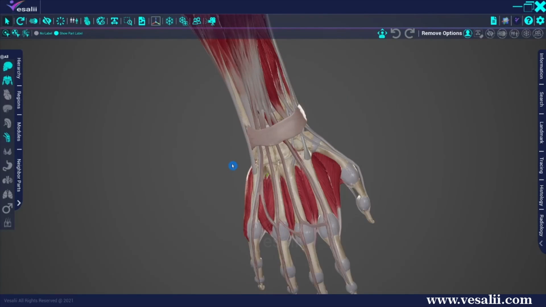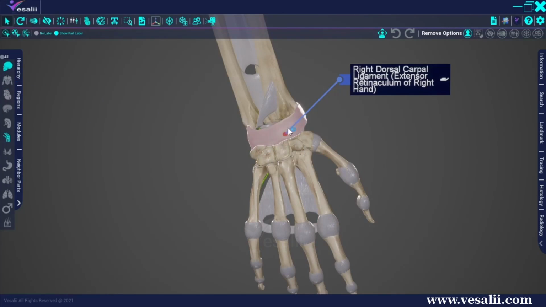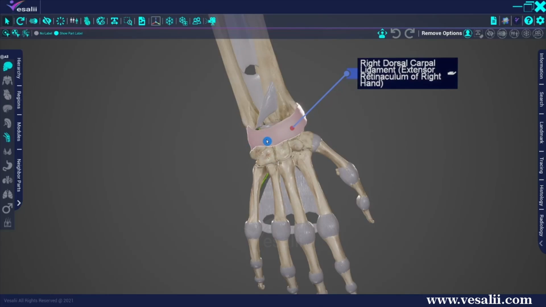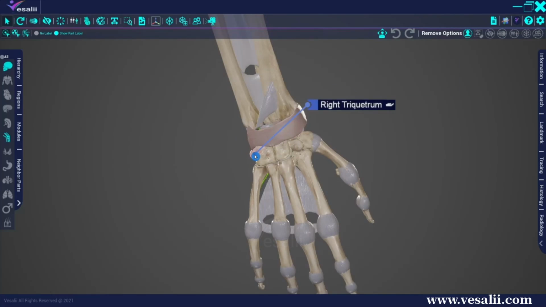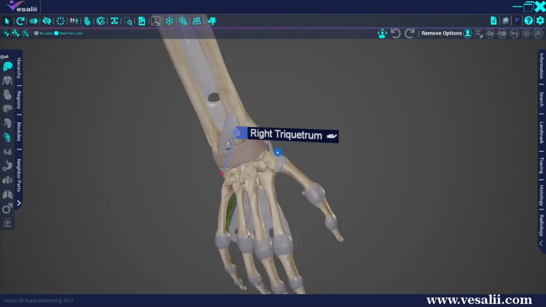Moving on to the dorsal aspect of the wrist. The extensor retinaculum, also called the dorsal carpal ligament or the posterior annular ligament, is a fibrous band formed by the thickening of the deep antebrachial fascia. It crosses the dorsal aspect of the wrist obliquely. The ligament is attached medially to the triquetrum and pisiform bones, and is attached laterally to the anterior border of the radius.